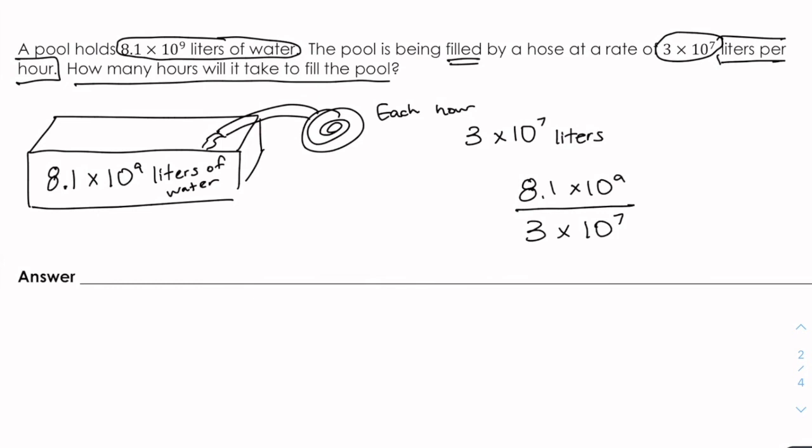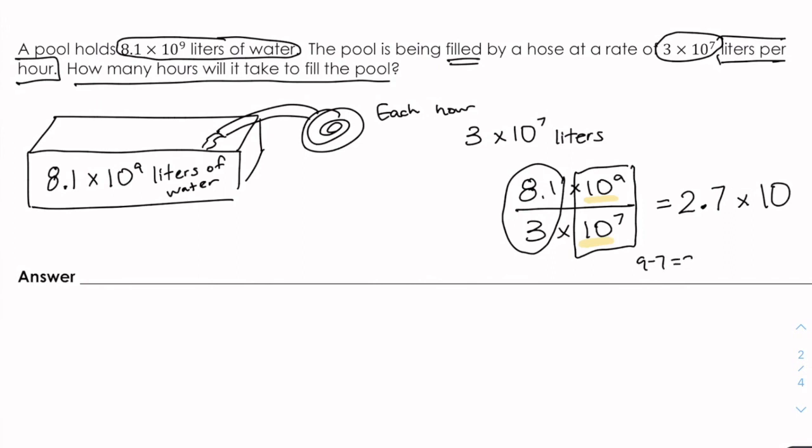So 8.1 divided by 3, because I'm going to start by dividing the factors. That gives me 2.7. And now for the powers of 10, I'm going to this time use the quotient property of exponents. And that says when you are dividing exponential expressions with the same base, you're going to keep that base and subtract the exponents. And 9 minus 7 is 2. That gives me my new exponent. So let's check the factor to see if it's between 1 and 10. Yes, it is. So this is how many hours it takes to fill up this pool.